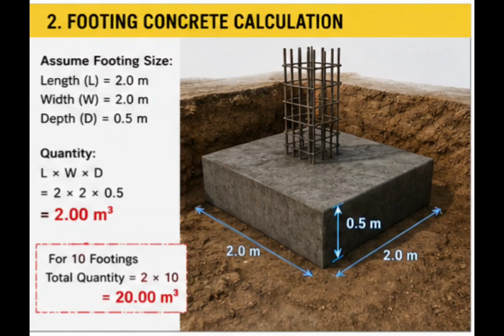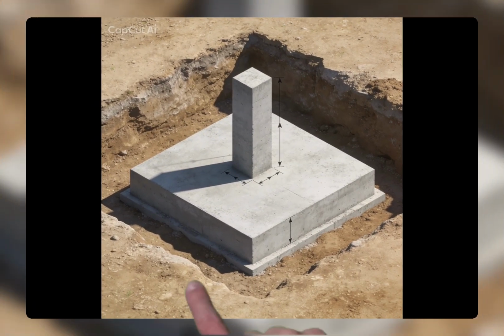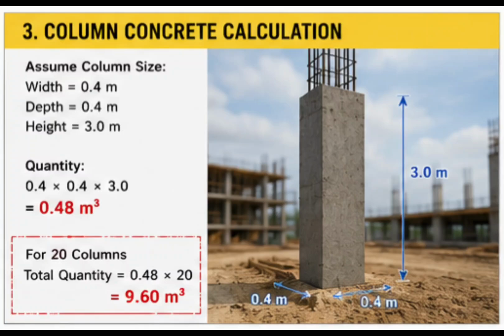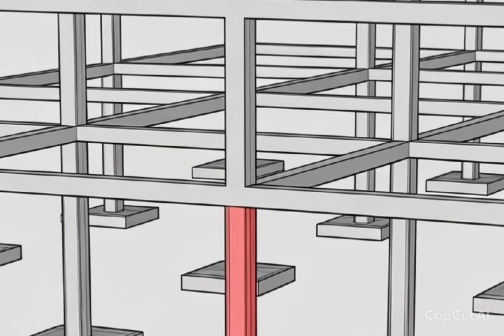Now, let's move on to the column. Assume the column dimensions are: width equals 0.4 meters, depth equals 0.4 meters, height equals 3 meters. Applying the same formula, 0.4 times 0.4 times 3 equals 0.48 cubic meters. So one column requires 0.48 cubic meters of concrete. If there are 20 similar columns, multiply. 0.48 times 20 equals 9.6 cubic meters.